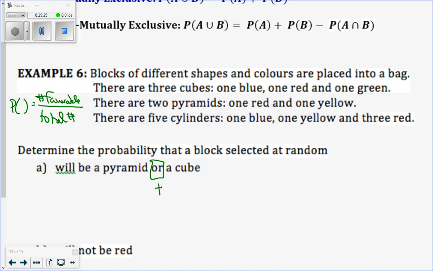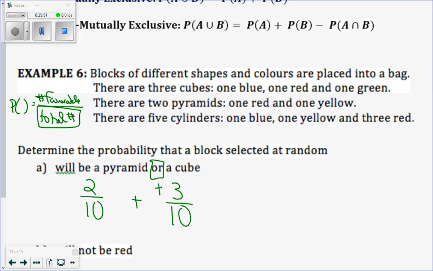Okay, how many pyramids do you have to pick from? How many favorables? 2. Total number. How many things in the bag? 10. Cube. How many cubes are there? 3. Out of how many things in the deck? 10.